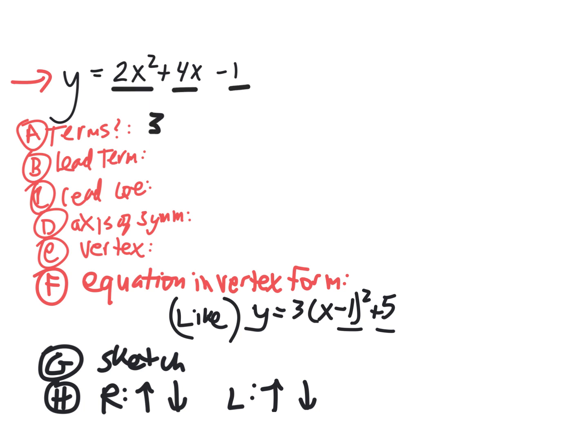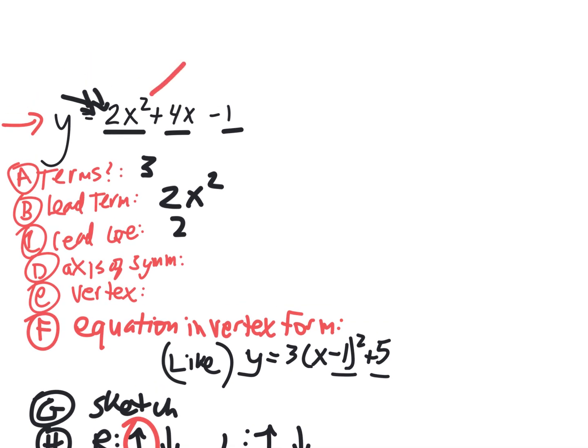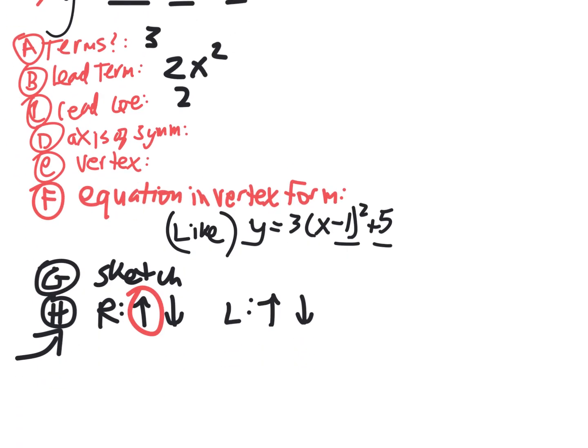What's the lead term? 2x squared. 2x squared. What's the lead coefficient? 2. 2. Since that's positive, we know something about the right end. Alex, would you take over here? The right end, since this is positive, is what? It goes up. Good. Now the left end, Addie, this tells me whether it's the same or different. It's the same. So it's up and up.